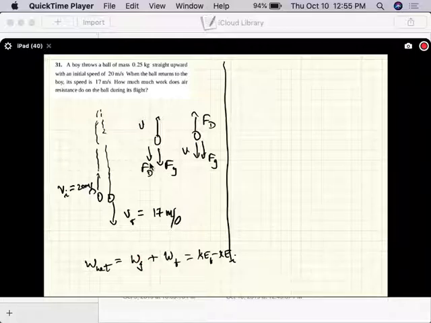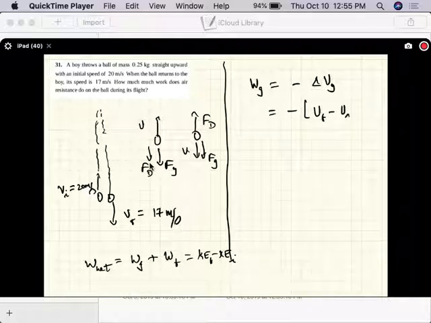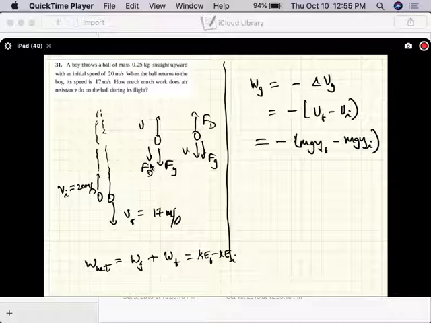But what kind of force is gravity? Right. Conservative force. It's a very special force, and the work done by gravity is the change in gravitational potential energy. U final minus U initial. Mg Y final minus Mg Y initial. Again, that's how you calculate the change in gravitational potential energy.